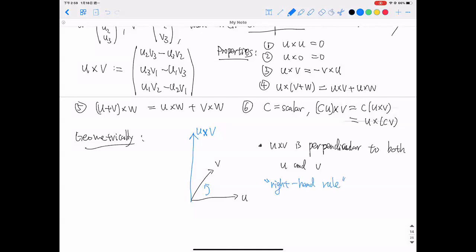That is, if you start from u, sweep the four fingers of your right hand from u to v, then the direction your thumb points toward is the direction of u cross v. Okay. All right.